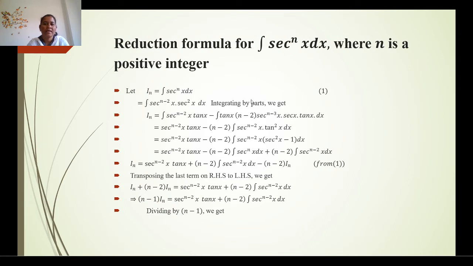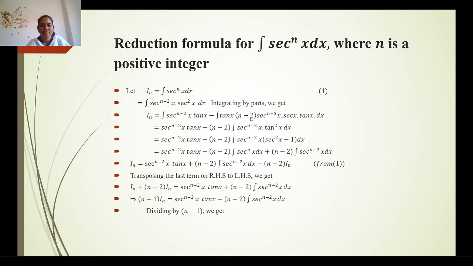Then integrate by parts. So already we know about integration by parts: first function into integral of second function, minus integral of second function into derivative of first function. Here secant to the power of n minus 2 x is the first function, and secant square x is the second function. Secant to the power of n minus 2 x, integral of secant square x is tan x, minus integral of tan x.